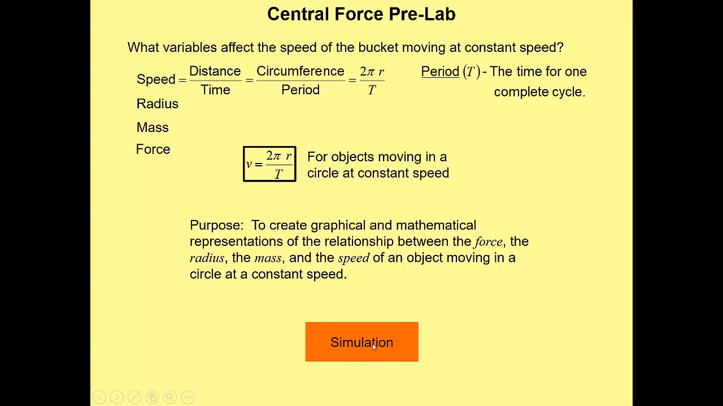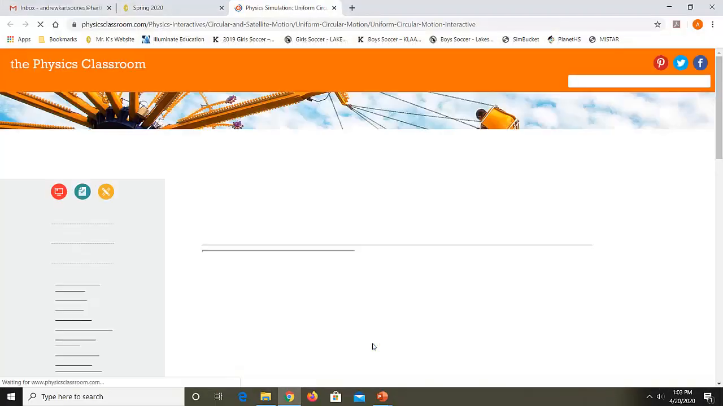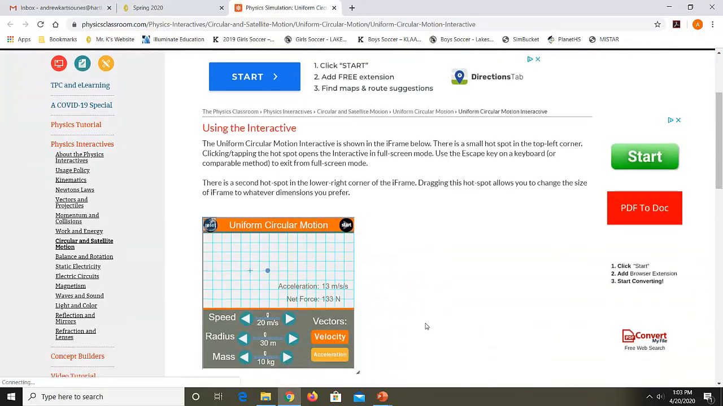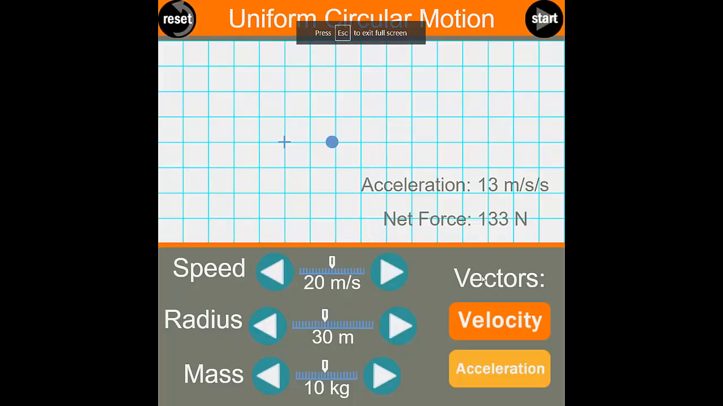Now, the simulation we're going to use is on the Concept Builder Guy's website. There's a link for it right on my website. So if we go there, here it is. As usual, you just open it up to make it big. You'll notice that there's 3 sliders down here.